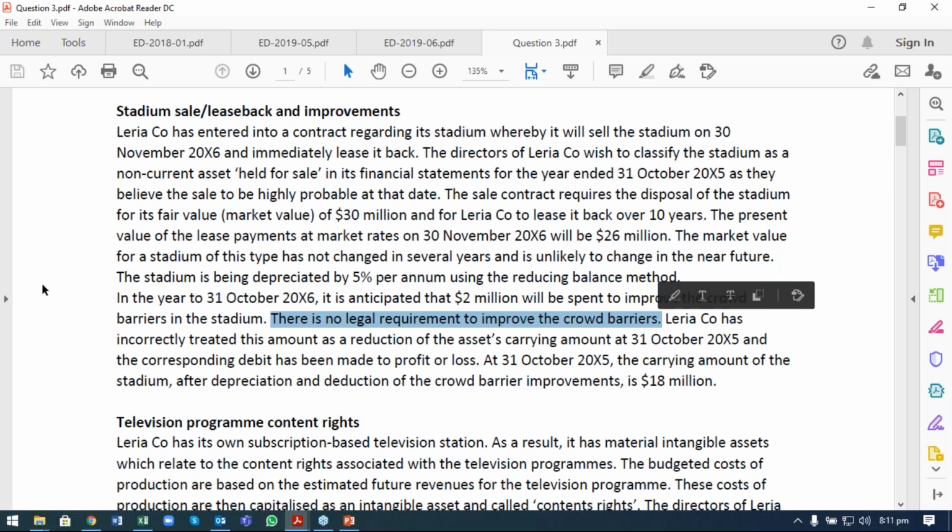So what about the next requirement, the third requirement? I'm looking into your question if there is any further. Yet if there is a legal requirement, then it should be recorded as a provision.